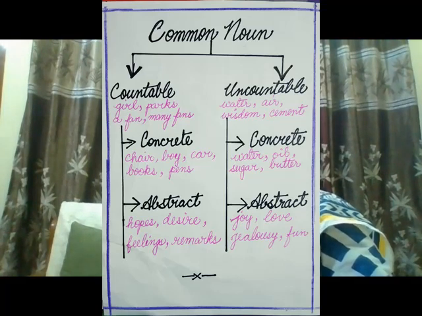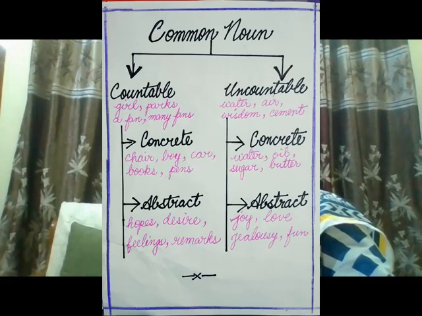Then you will see uncountable abstract noun. What is an abstract noun? You already know that it is an idea and concept we cannot see and touch. Therefore, we cannot change its form from singular to plural. Like I'll give you a few examples: joy, love, jealousy, fun.